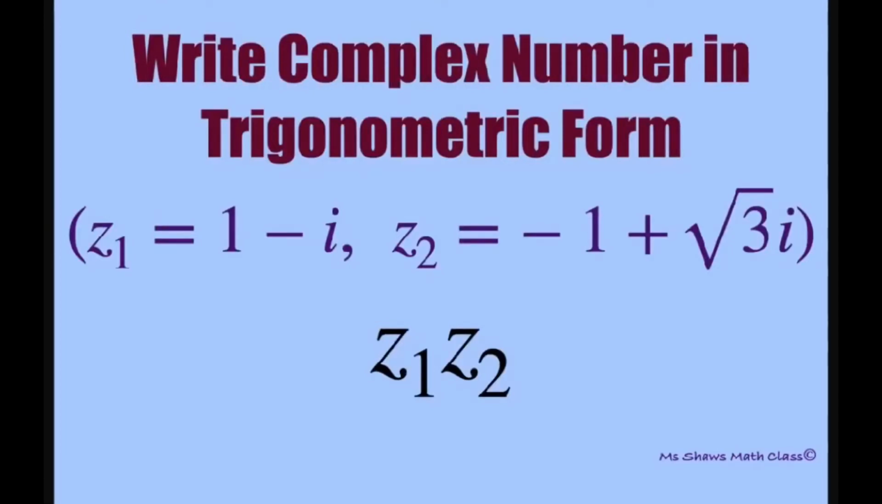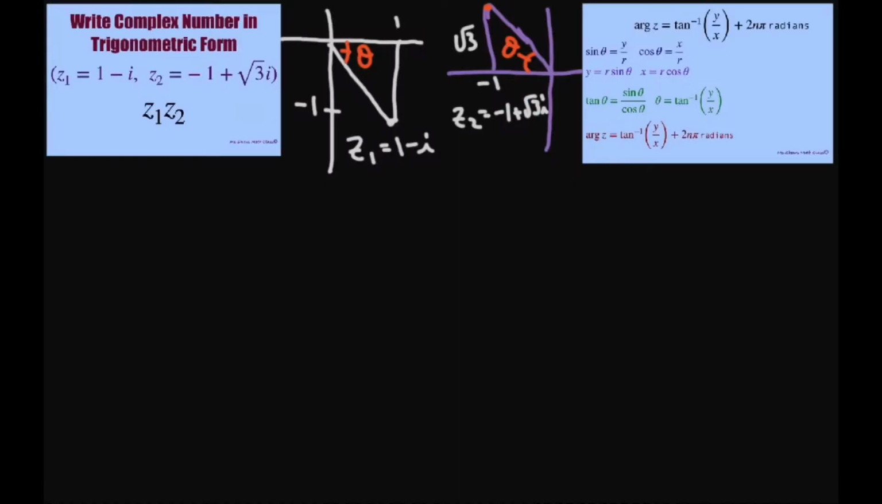Hi everyone, we're going to write our complex number in trigonometric form, z sub 1 times z sub 2. And here are our two complex numbers. We're just going to multiply those together. I did a little sketch of the graphs here. This is the first one and this is the second one. Remember, this is your x part and this is your yi part.